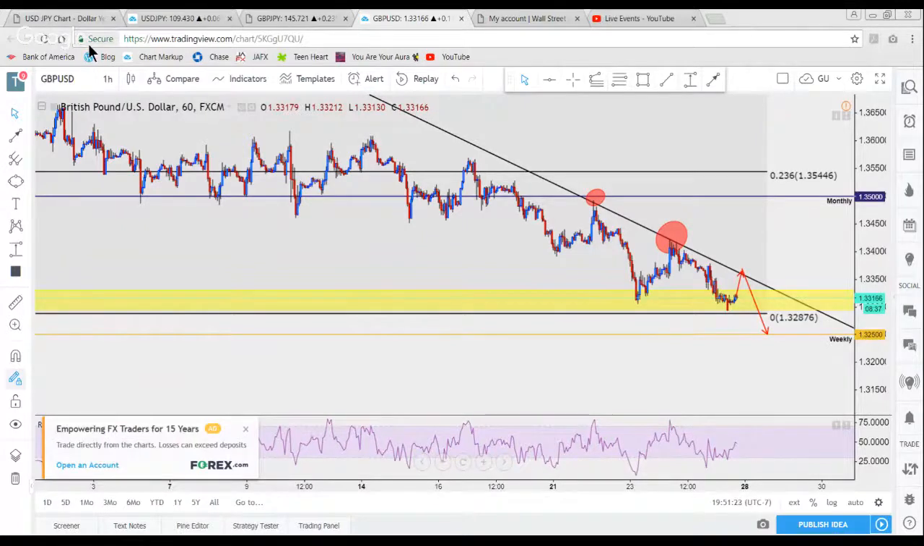I'll be looking out for the dollar index. I'll be looking out for any news, anything that comes out like that. If you have any questions or anything like that, just let me know.